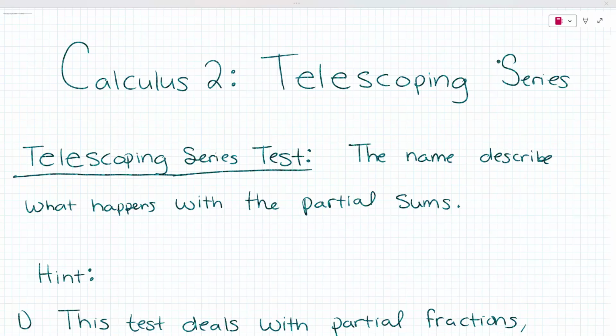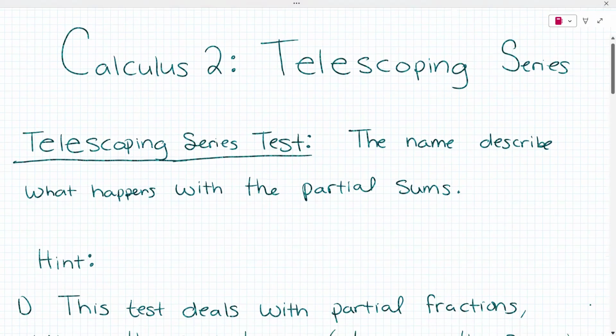Hello, in this video I will introduce the telescoping series and when to use the telescoping series test. So this is Calculus 2 and we are doing the telescoping series. The name of the telescoping series test describes what happens with partial sums. So there's a huge hint of when to use this method: figuring out if a series converges or diverges.